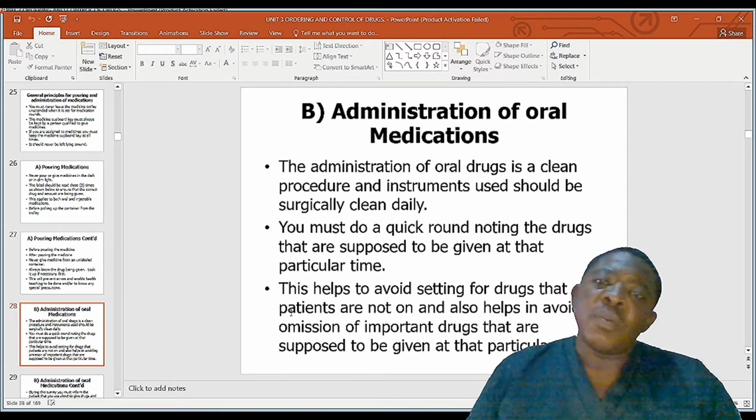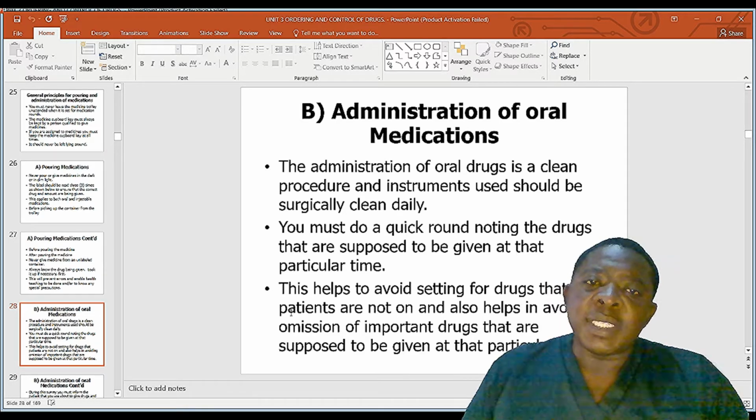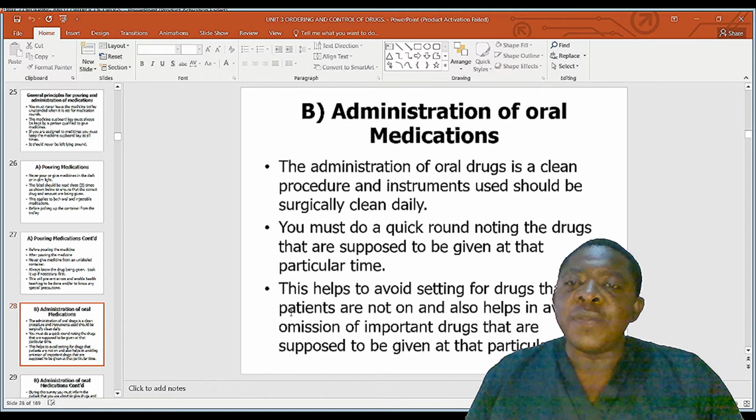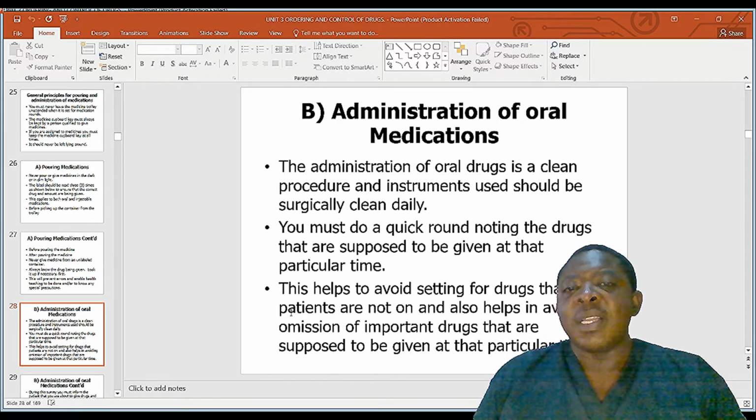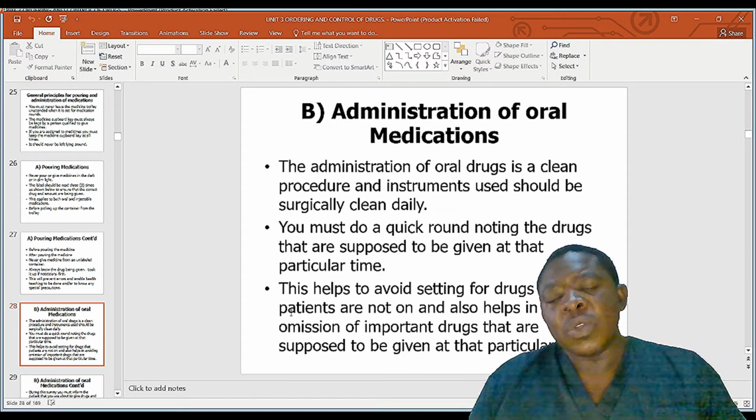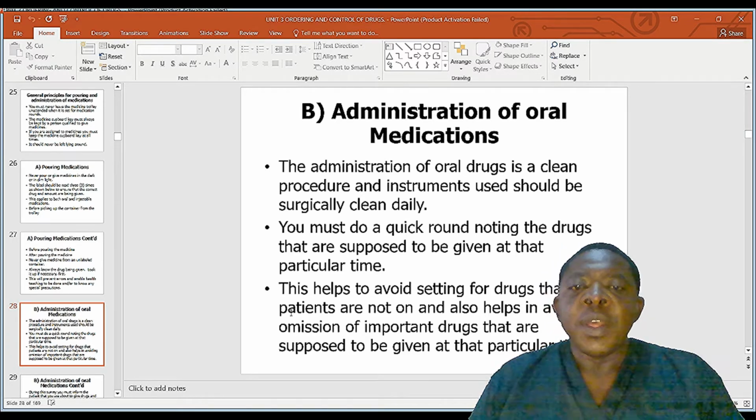The other point on administration of oral medication is that the administration of oral drugs is a clean procedure, and any instrument used should be surgically clean. It should be surgically cleaned daily.